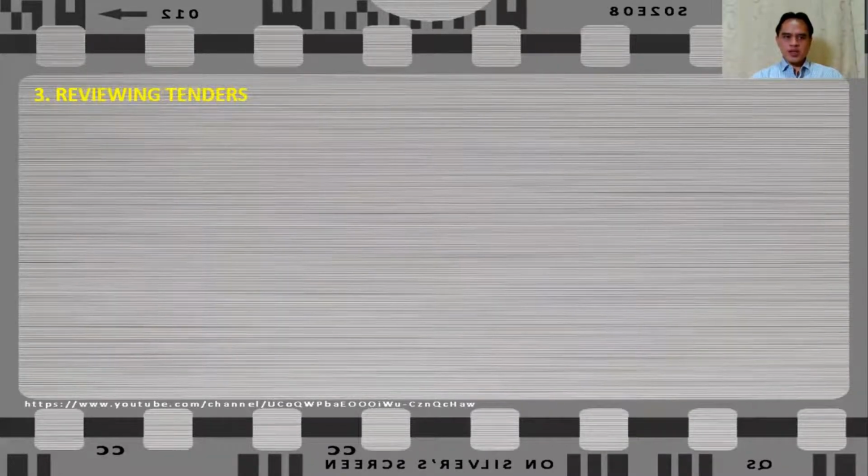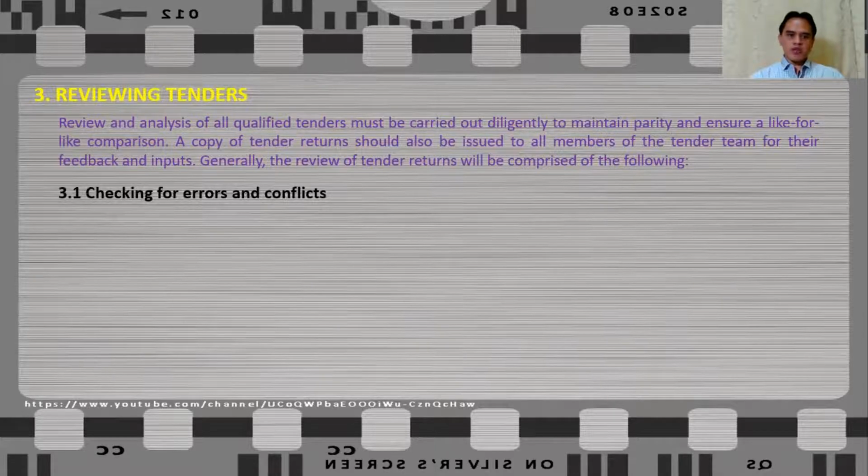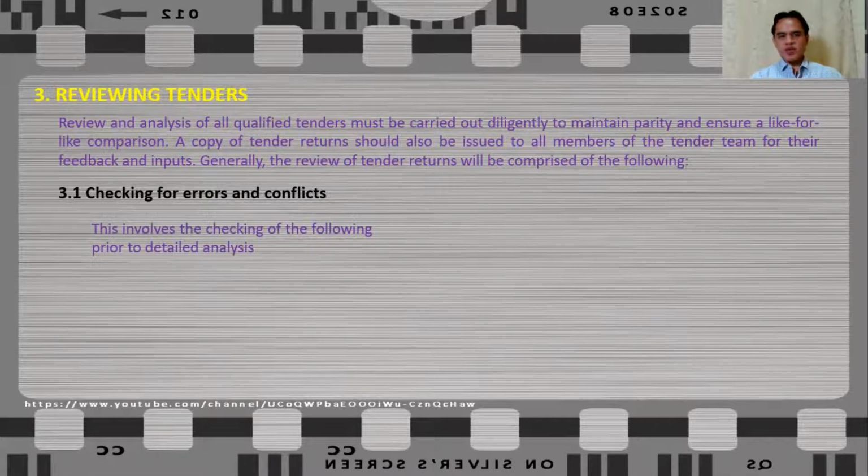Now, let us take a look at how to review tenders that you have received. Review and analysis of qualified tenders must be carried out diligently to maintain parity and ensure a like-for-like comparison. A copy of tender returns should be issued to all members of the tender team for their feedback and inputs. Generally, the review of tender returns will comprise the following: checking for errors and conflicts. So this involves the checking of the following prior to detailed analysis. Bear in mind that at this stage, we are only checking what you have received on the surface. Detailed analysis will follow.